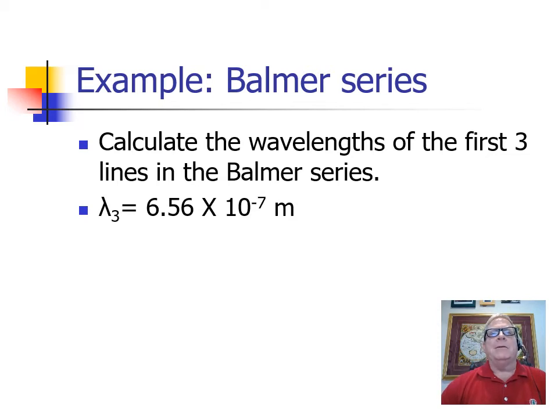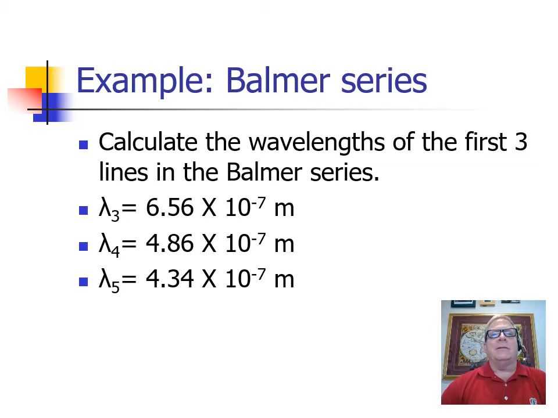So if you have n is equal to 3, you should end up with a wavelength of 6.56 times 10 to the minus 7 meters. N is equal to 4 is 4.86 times 10 to the minus 7 meters. And n is equal to 5 is 4.34 times 10 to the minus 7 meters. These are all in the visible wavelength range.